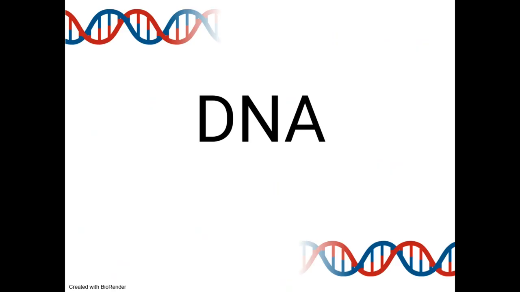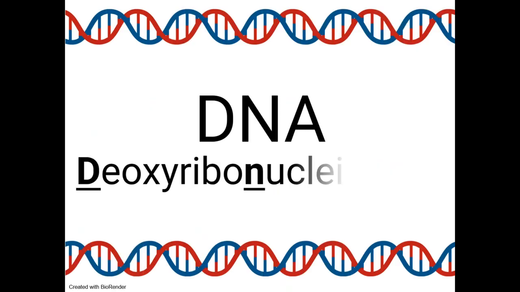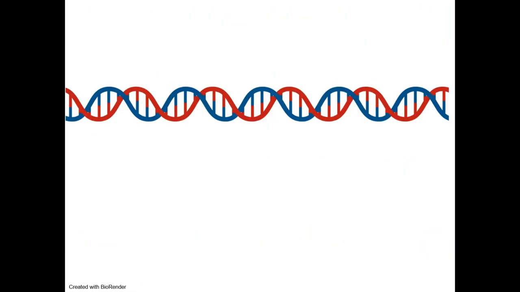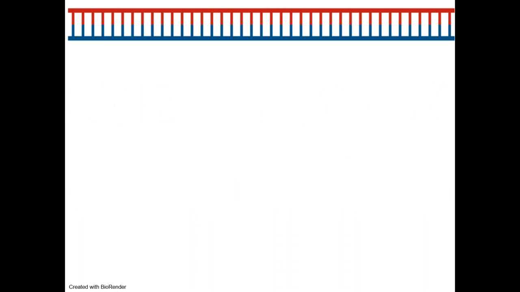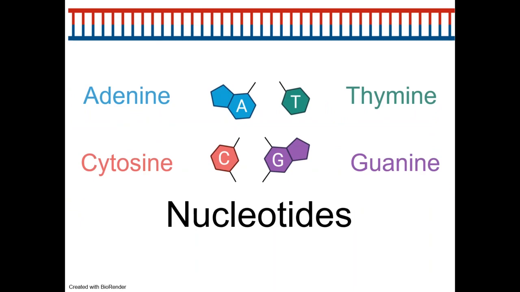DNA stands for deoxyribonucleic acid and contains and stores all genetic material, or genes, in all living organisms. The structure of DNA is a twisted double helix. If we untwist the DNA, it looks like a ladder. DNA is made up of 4 nucleotides: adenine, thymine, guanine, and cytosine. Each pair of nucleotides makes up a rung of DNA.